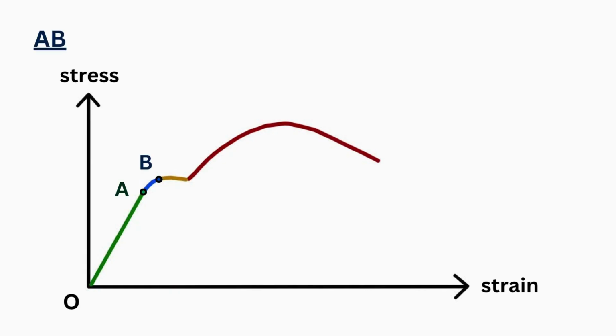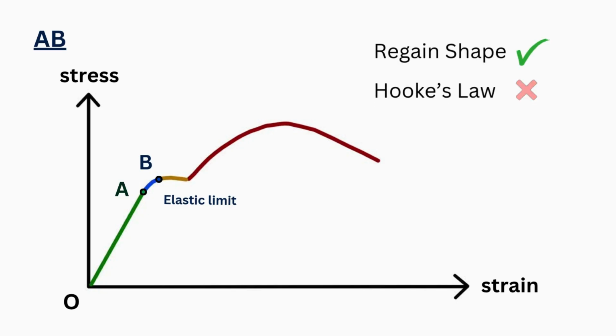At point B, the elastic limit. The elastic limit is the maximum stress that can be applied without causing permanent deformation. If you remove the load before this point, the material returns fully to its original form. Once this limit is crossed, the material enters the plastic region.